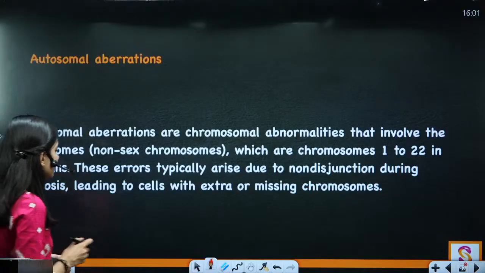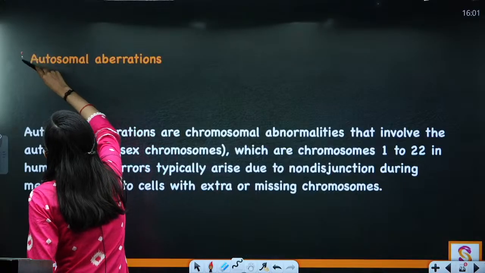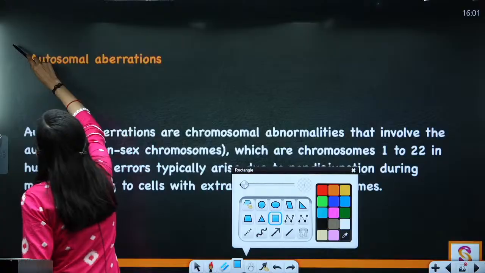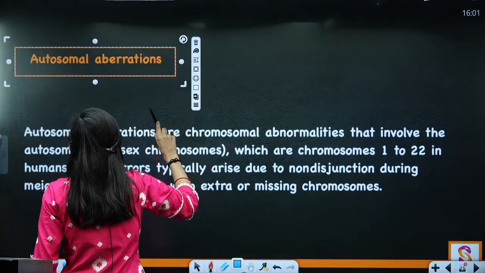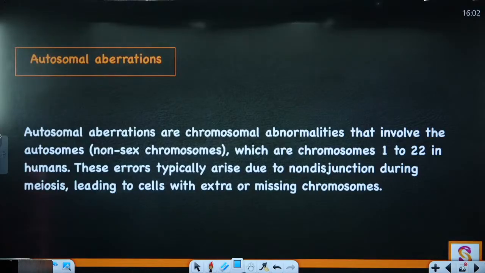Now, the next part is specified as autosomal aberration. Fine.